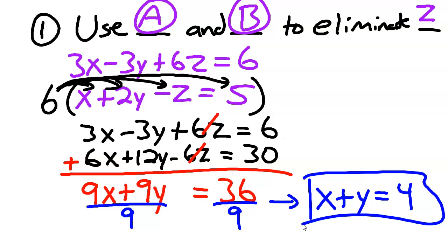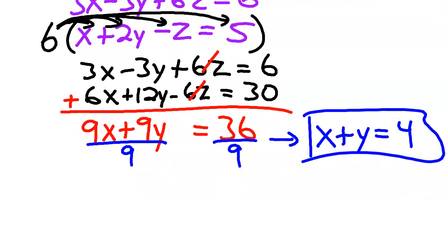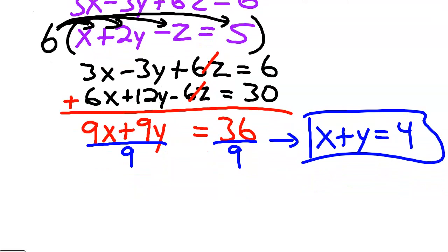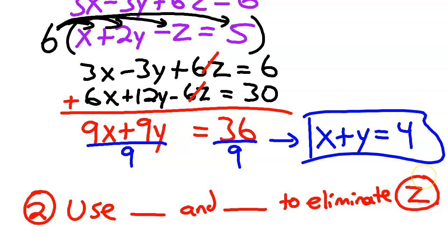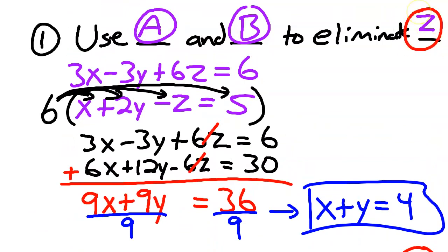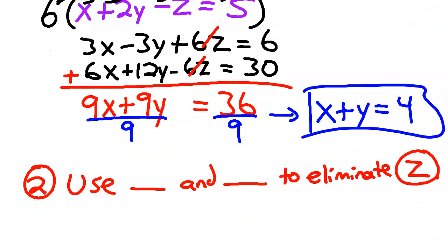Nothing unusual happened, right? I can't solve it for x, I can't solve it for y because I still have 2 variables there, which means I'm moving on to step 2, right? Now step 2 is use a different pair of equations. So it's going to look the same as it did in step 1. Use blank and blank to eliminate the same variable. That's the thing I wanted to say was the same, right? Which I chose to eliminate z, right? I don't have a choice in step 2. If I chose to eliminate z in step 1, I have to eliminate z in step 2.